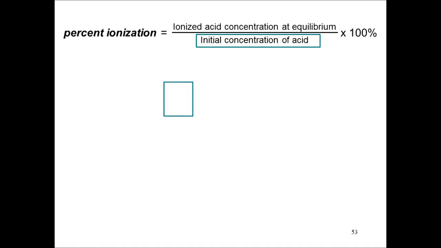On slide 53 then, percent ionization. Percent of anything is always the part over the total times 100. Percent ionization then would be the ionized acid concentration at equilibrium divided by the initial concentration, the total amount of acid. So how much ionized acid? That's your part over your total initial concentration.